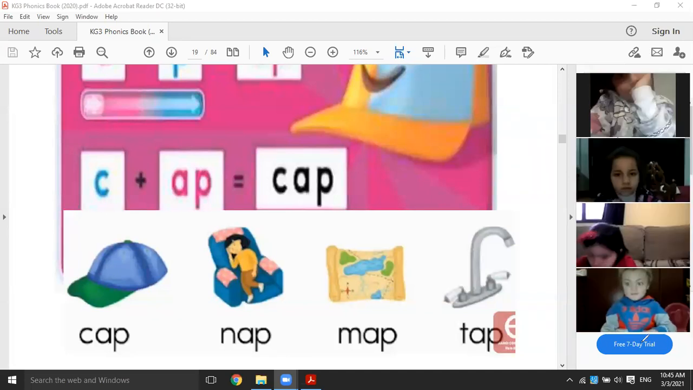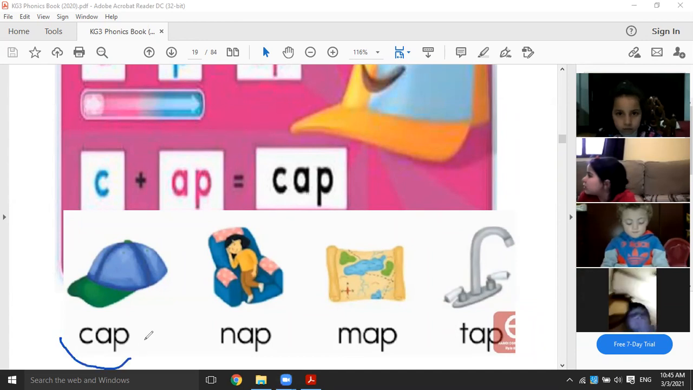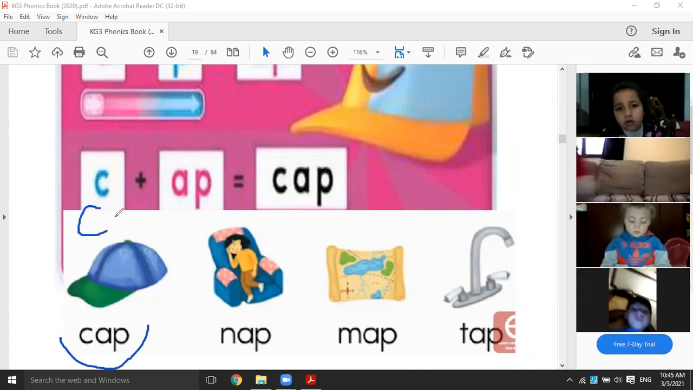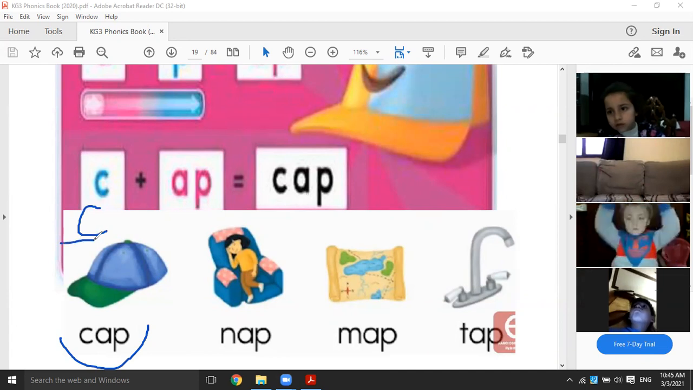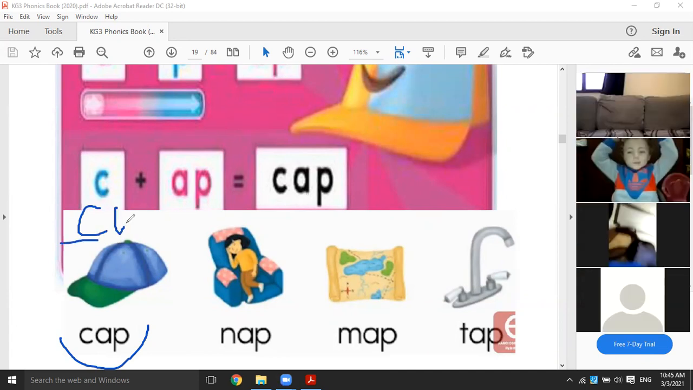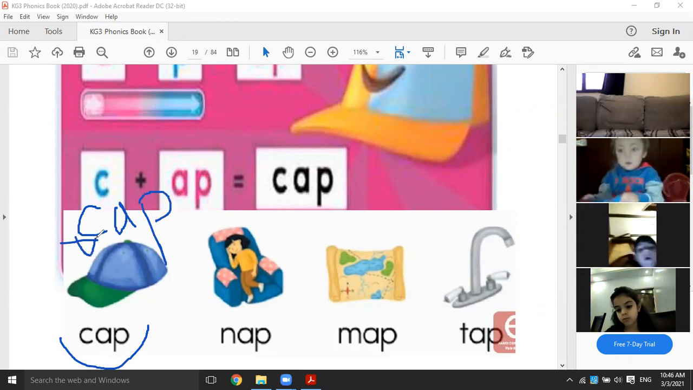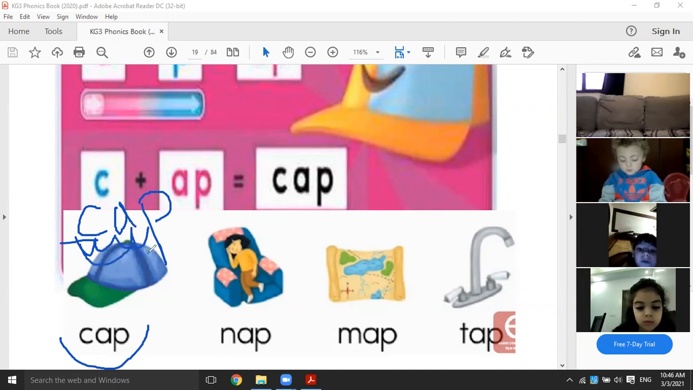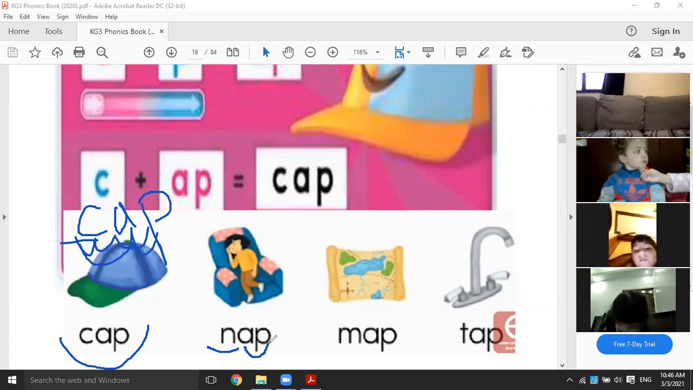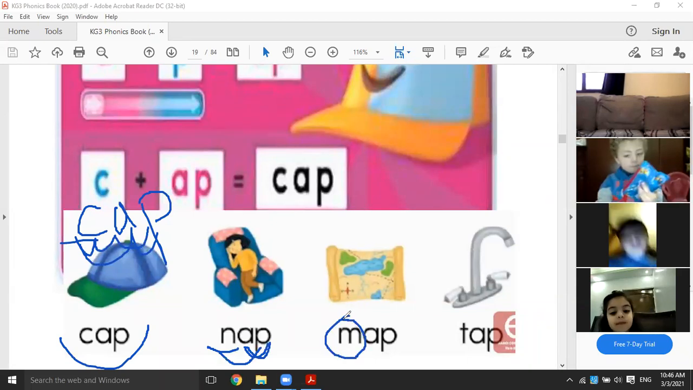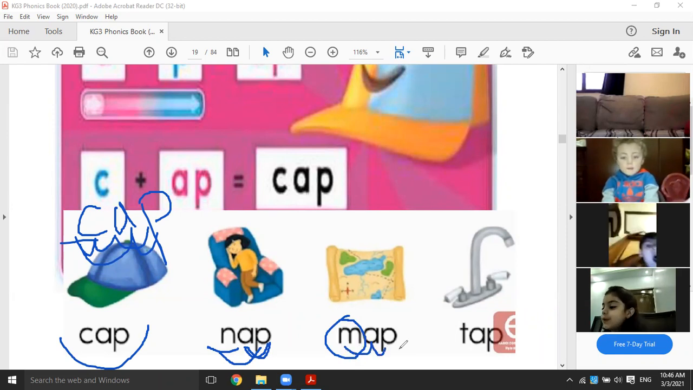Okay. I will read them one time. Cap, k sound. This is letter C, but we pronounce it k sound, a sound, and p sound. This is the word cap. K, a, p, cap. And this starts with the n sound and up, with the up family. N plus up, nap. And this starts with the m sound. M plus up, map.